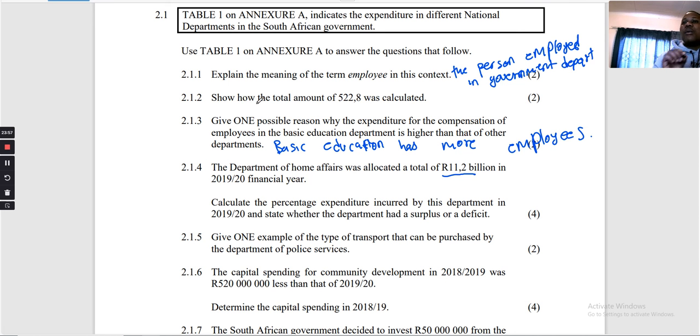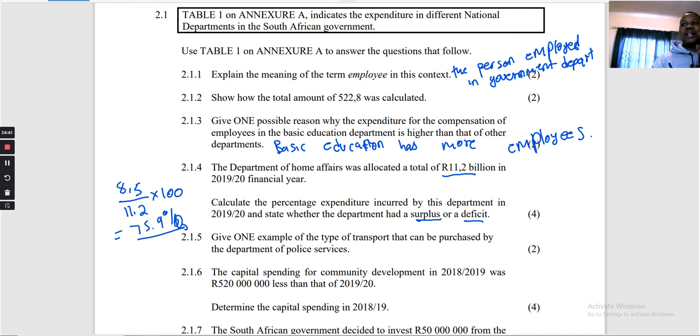Okay, so how are we going to do that? We're going to take what they have spent, and then we divide by what they were given, multiply by 100. Then we get how many percent did they use. The question also states whether the department had a surplus or a deficit. I will explain after calculating that one. So when we say 8.5 divided by 11.2 multiplied by 100, it gives us 75.9%. It means they have used 75.9% of what they were given.